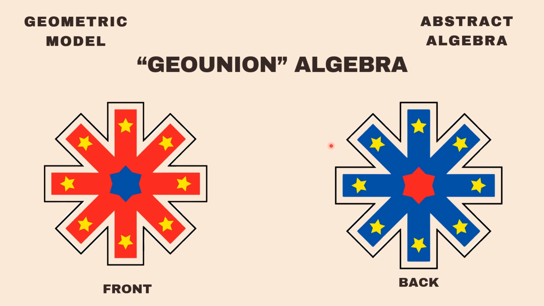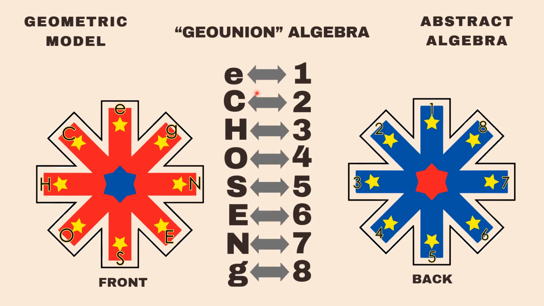Here are front and back views of the model. It contains elements and transformations arranged in a circular and reflective structure that correspond to permutations in a group. The model contains 16 symmetries or elements, 8 rotations labeled as E, C, H, O, S, E, N, and G, and 8 reflections labeled 1 through 8. These elements form the basis of our permutation group.